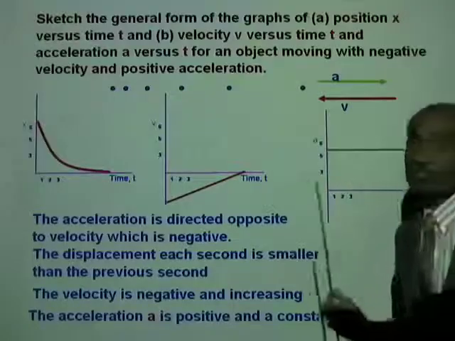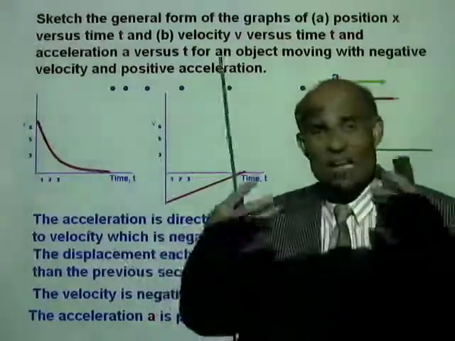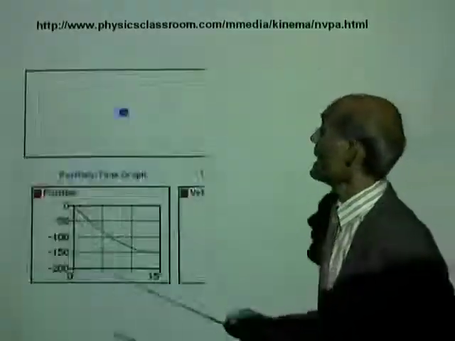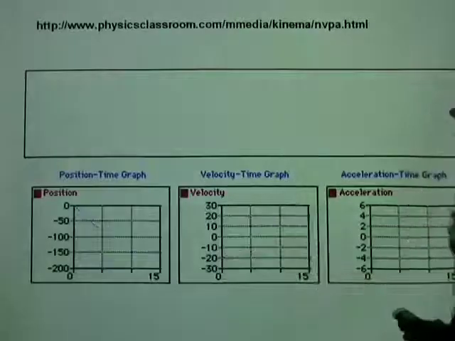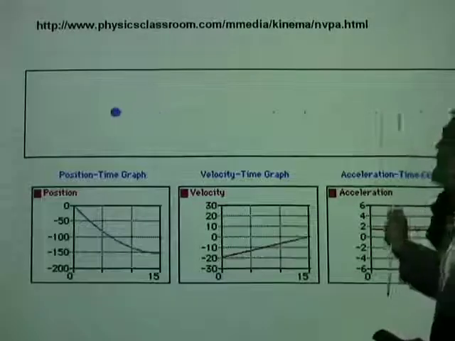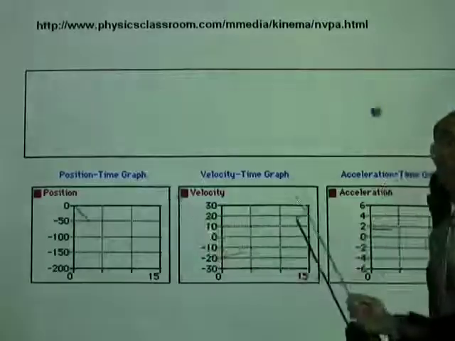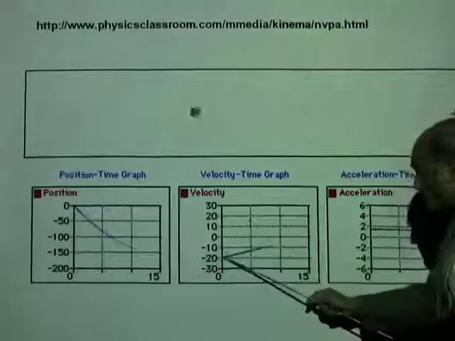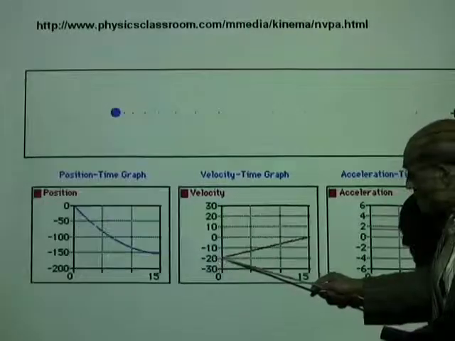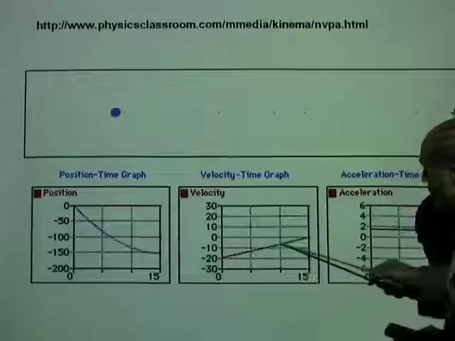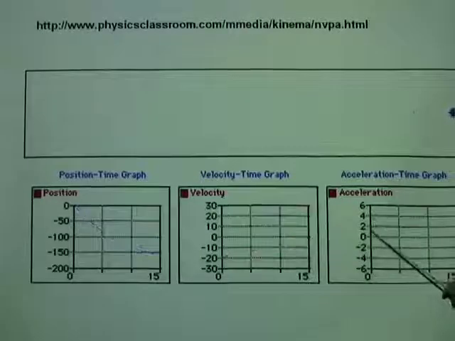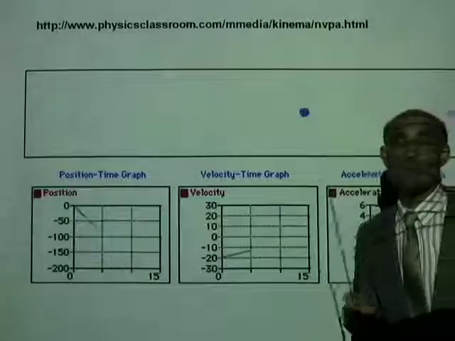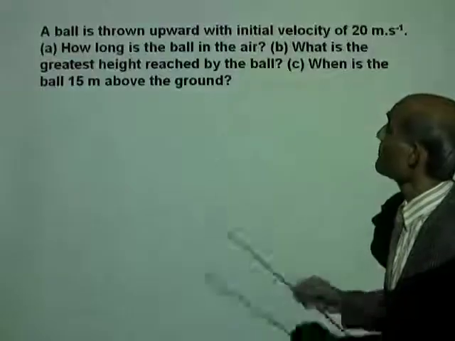All right? I want you to watch these one more time. Get these concepts clearly understood. All right. Again, I have an animation of the same concept. An object moving to the left, negative velocity and positive acceleration. Look at that, the position function, the velocity function, it starts at negative 20 meters per second and increases to zero, and the acceleration is positive and uniform. Okay, let's move on. Let's do a problem.